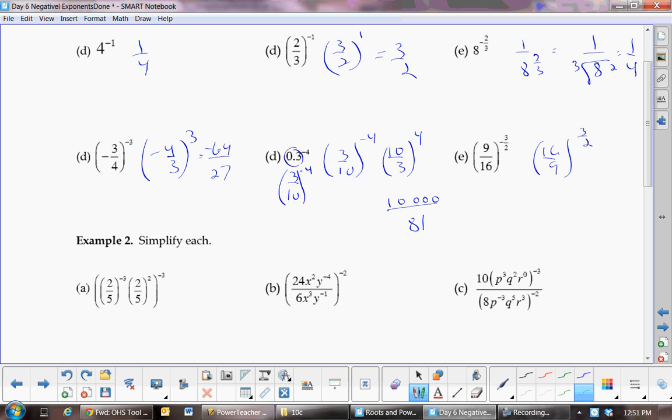Now, that means to do 3 over 2 to each of these. So if I put 16 here and 9 here, what's going outside the 16? 2 and then the cubed. Same here, 2 and the 3. So that means square root 16, which is 4, and 4 cubed is 64. Square root of 9 is 3. 3 cubed is 27.